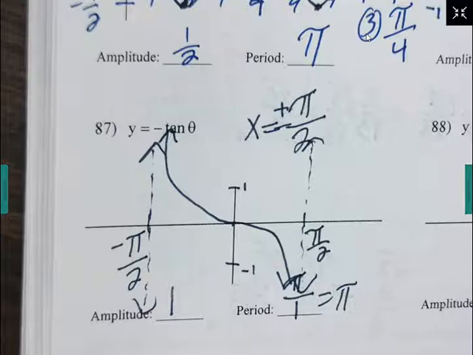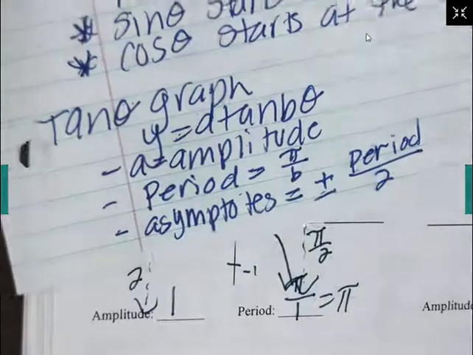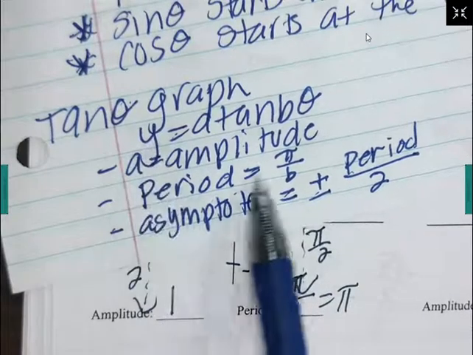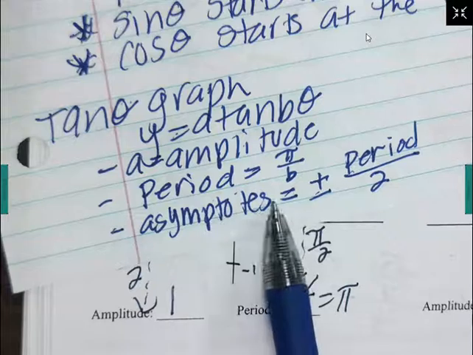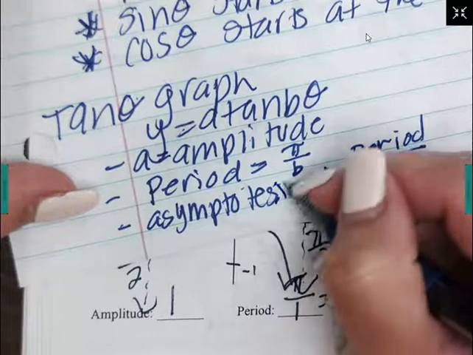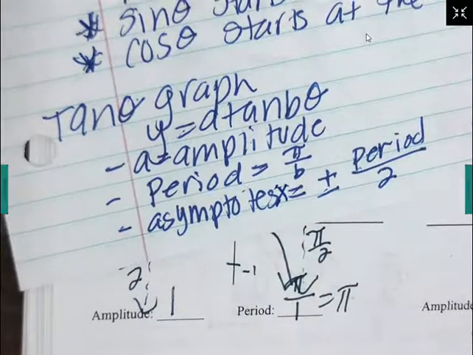Yes, ma'am? The period is just pi divided by b. How did you get the x thing? The x asymptotes are your period divided by 2. Okay. And I wrote that on this little sheet I was telling you guys about, tan of theta graph. The period is equal to pi divided by b. The asymptotes are, maybe I should put, x equals plus or minus the period divided by 2. Did y'all see that? Okay, and you can use this to help you as you're working.